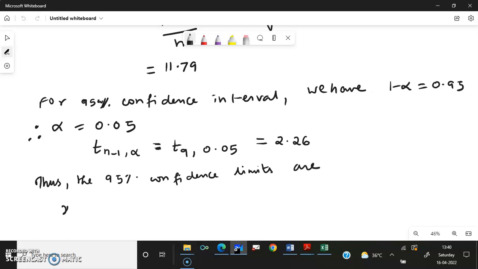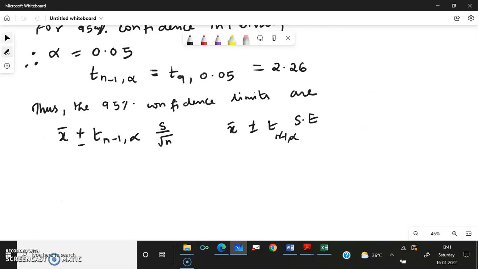x bar plus or minus that t from the table, n minus 1 alpha, and here we have s by root n, the standard error. So x bar plus or minus t into standard error, where t is from the t table, n minus 1 alpha.